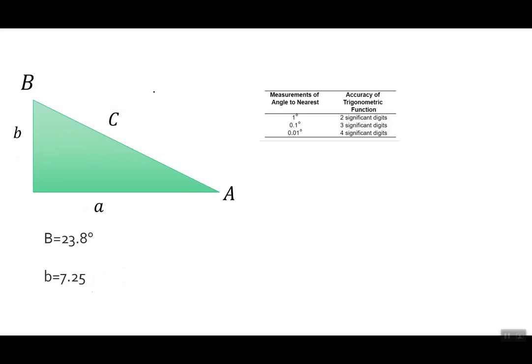Let's look at another one where I'm giving different information. This time B is this top angle, 23.8, and I didn't give you the hypotenuse, I gave you the height, which is 7.25. As always, I think what's the easiest thing to do? The easiest thing to do would be to solve for the angle A. Angle A is going to be 90 minus 23.8.